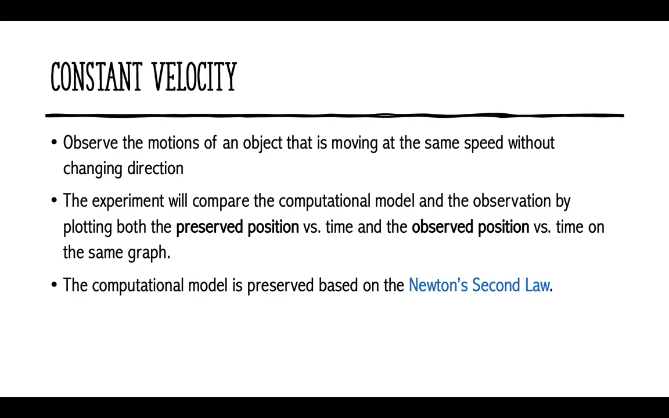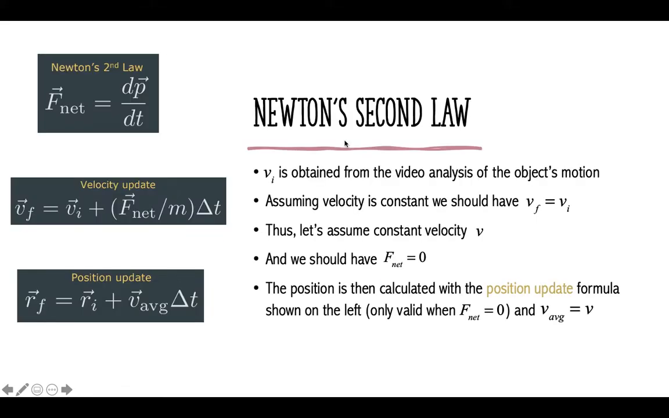The computational model is predicted based on Newton's second law. Newton's second law indicates that the final velocity is equal to the initial velocity plus the total force added on the object divided by the mass of the object, times the time interval delta t. The initial velocity is obtained from the video analysis of the object's motion. Assuming velocity is constant, we should have final velocity equal to initial velocity.